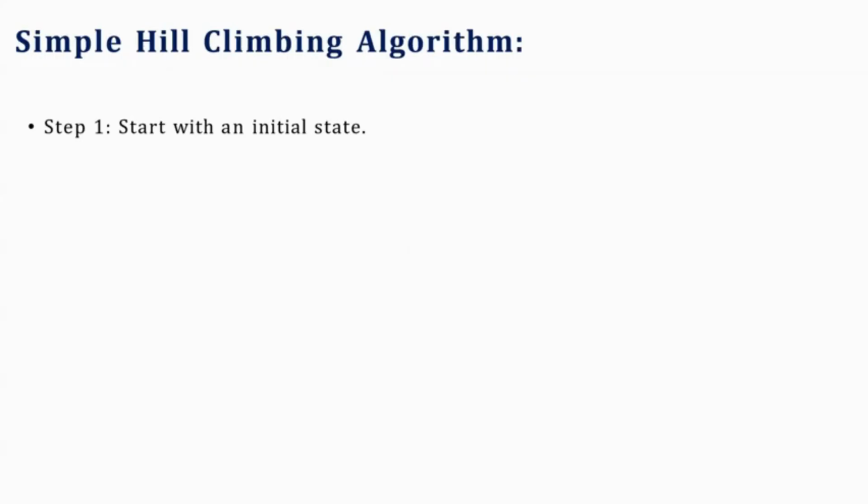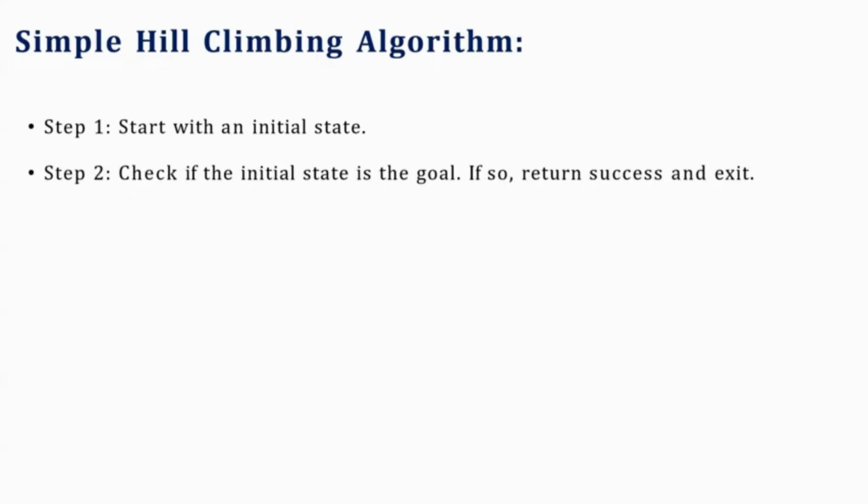Step one is to evaluate the initial state. If it is the goal, return success. Otherwise, set it as the current state. Step two, check if the initial state is the goal. If so, return success and exit. Repeat until a solution is found or no further improvement is possible.